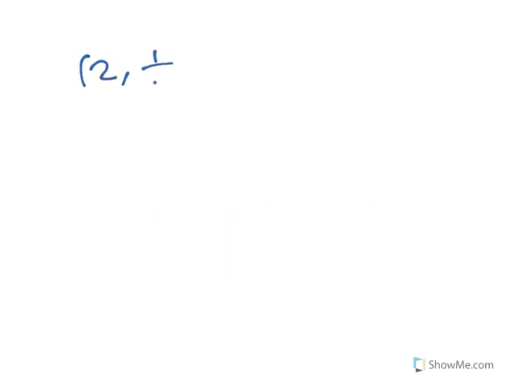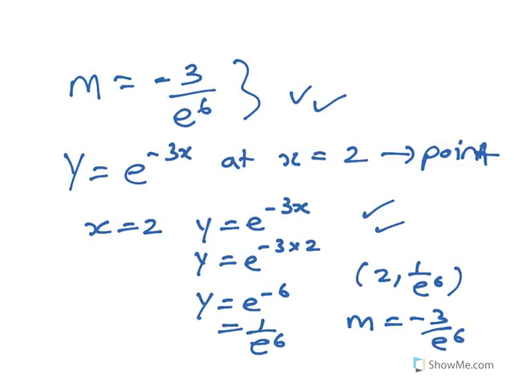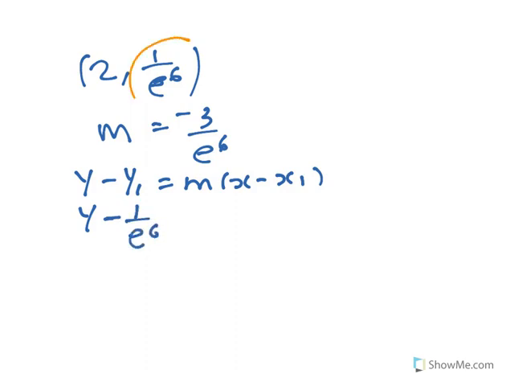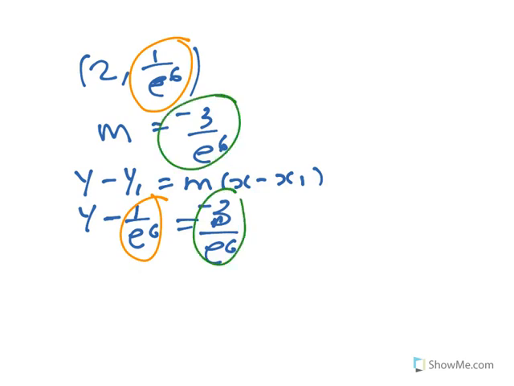So the point is 2, 1 over e to the 6, and the gradient is 3 over e to the 6, with a minus. So the equation is y minus y1 equals m times x minus x1. So y minus y1 is y minus 1 over e to the 6, and then you go equals m. Now m is minus 3 over e to the 6. So there's your m. We put the m in place. And then it's x minus x1, which is 2. So there's your 2. You plug your 2 in.